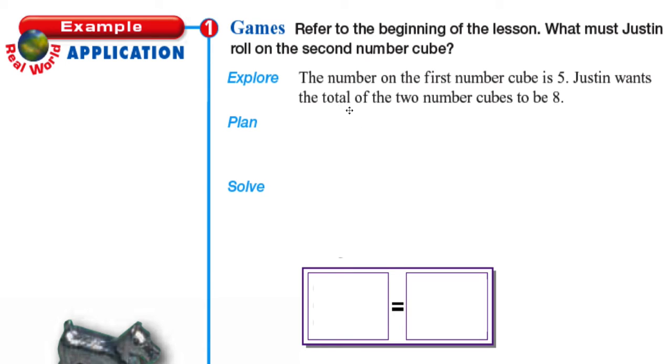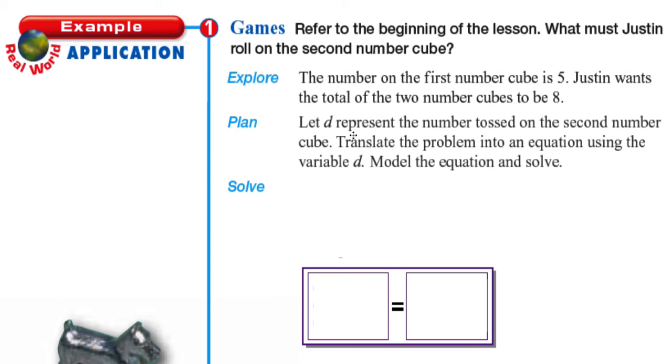And just like any word problem in algebra, we need to define our variable. In defining our variable, we use what we call a let statement, meaning you start with the word let. So in this case, let D represent the number tossed on the second number cube, and we will translate the problem into an equation using the variable D. We will also model the equation and then solve.